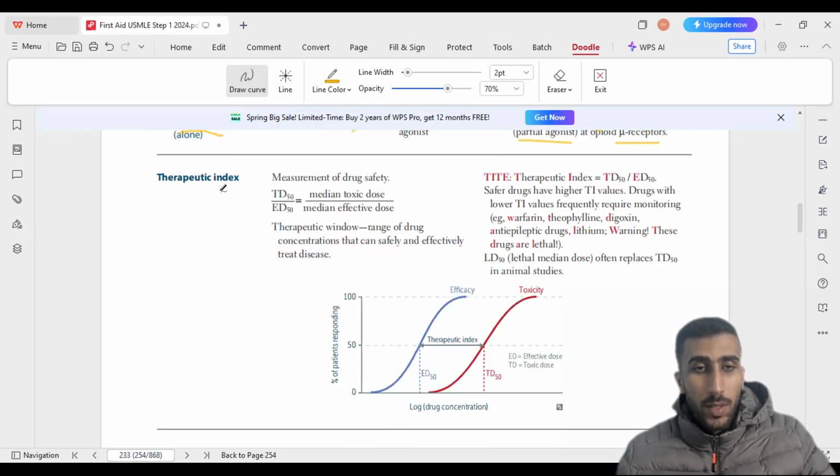Our next concept is the therapeutic index. The therapeutic index is a measurement of drug safety.